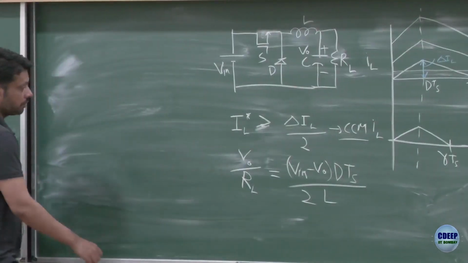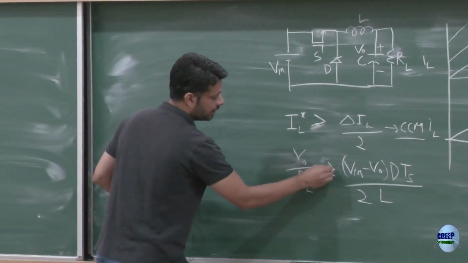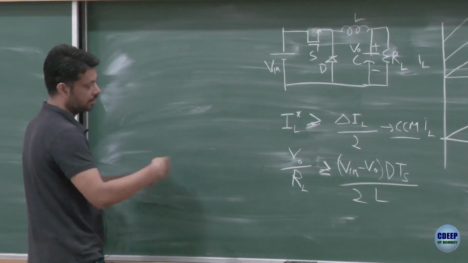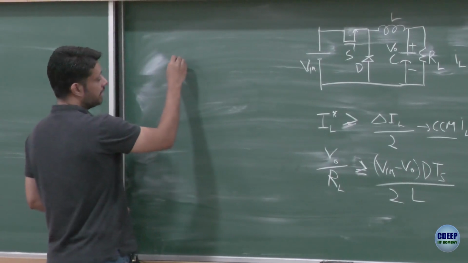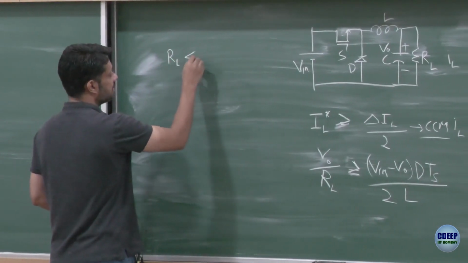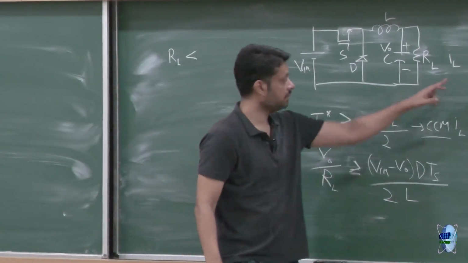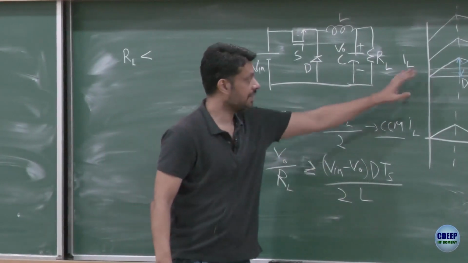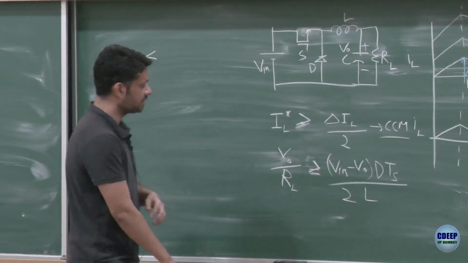So if you solve it, what do you get? Let me put this as a greater-than condition here for CCM. You can take RL to the other side, then substitute things, and you would get RL to be less than Vo. Now, since Vo I can substitute as D times Vin for this case, because it's the same as continuous conduction mode, some things will cancel out.